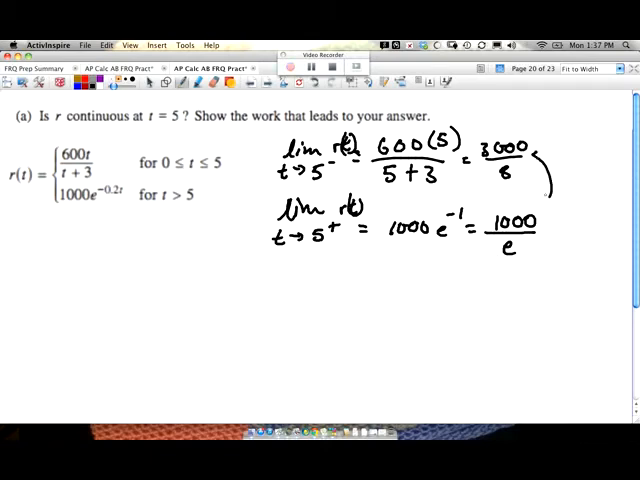And the question is, does this equal this? I can tell you right now, no, it does not, because this e would not match up with that 8. You're not going to simplify this fraction. For example, if we multiplied this by 3 over 3, that would give us 3,000 over 3e. And does 3e equal 8? Nope. It comes pretty close, but they're not equal. So is it continuous? No!